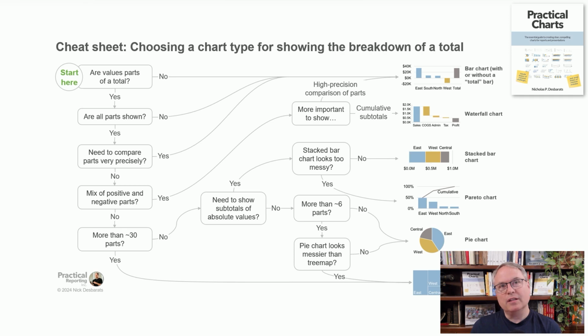And that kind of trial and error process can be made a lot easier using one of the decision trees in my practical charts course. And as you can see, there are other alternatives, right? I showed 3 possibilities here, bar charts, pie charts, and tree maps, but there are others. And there are a variety of considerations that go into choosing the best chart type. So yeah, this is one of the decision trees, one of 8 in my practical charts course.